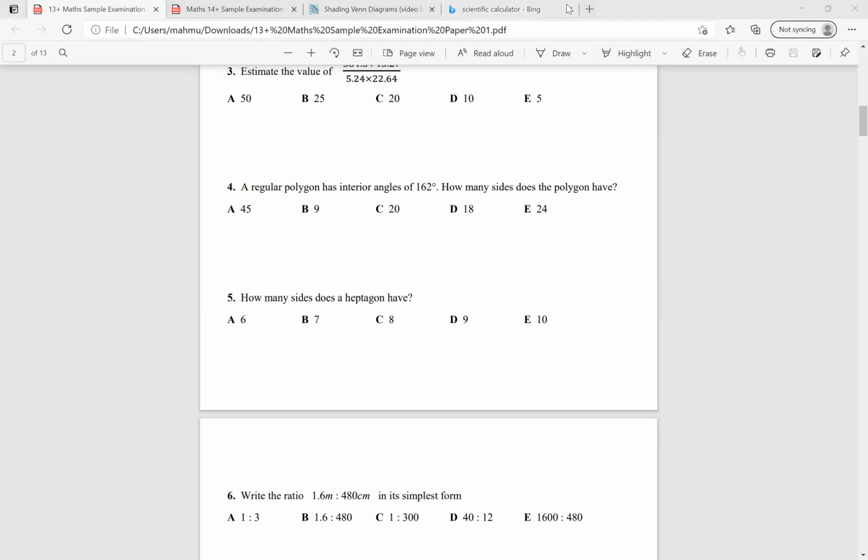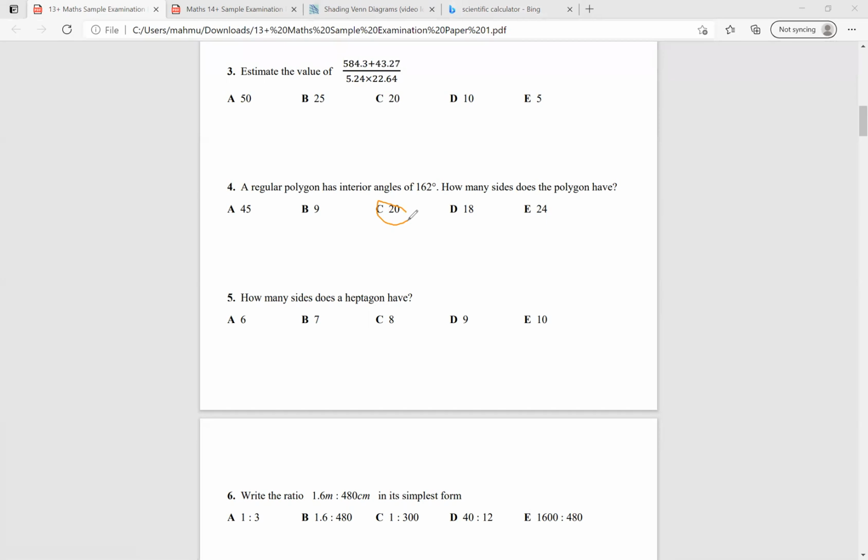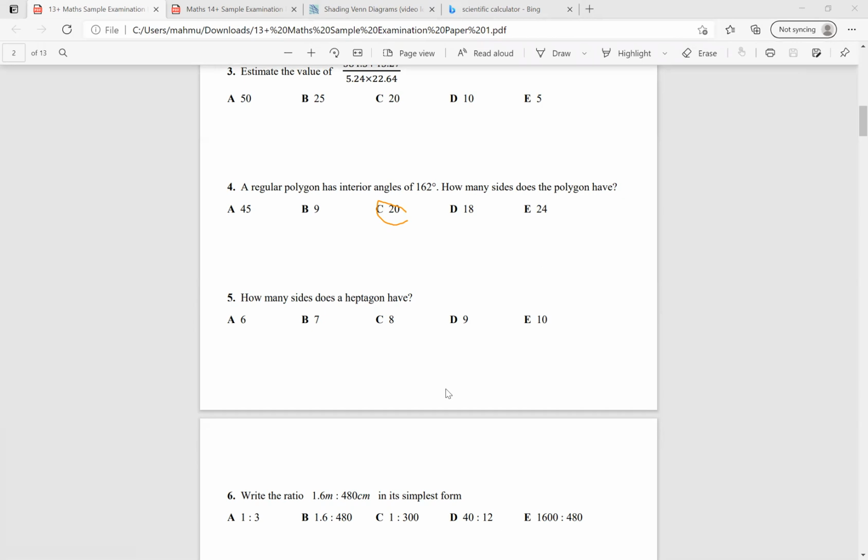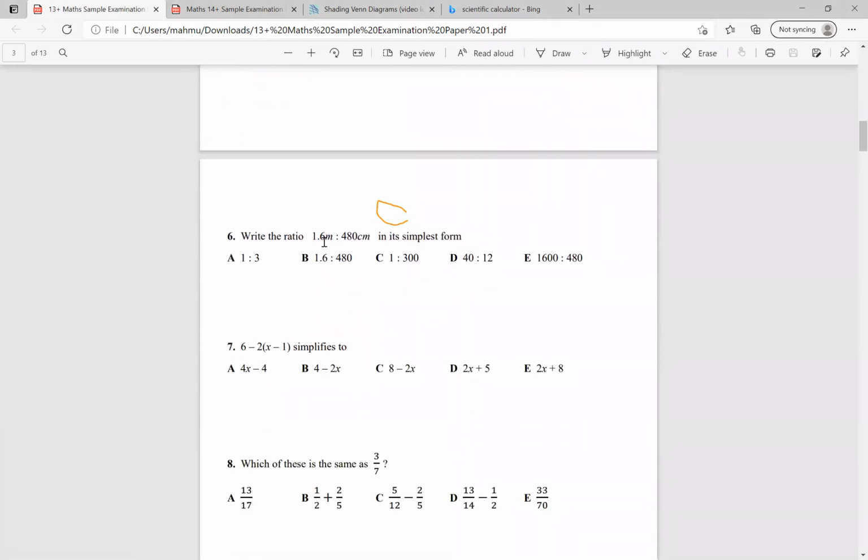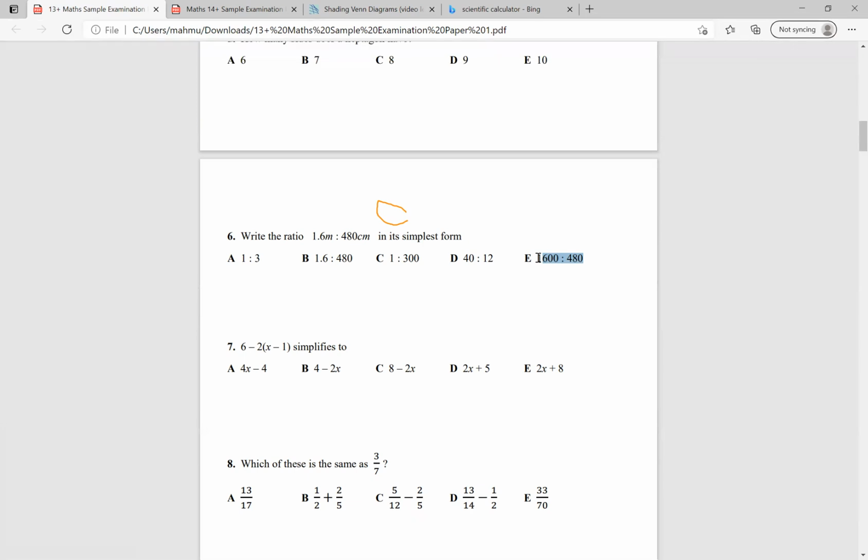Okay. How many sides does a heptagon have? 7. Let's quickly see. Yep, 7. Okay, very good. The next part is ratio. Ratio should be easy for you to do. So this is 1,600 and this is 480. So it's basically this one. And can you make it any smaller?